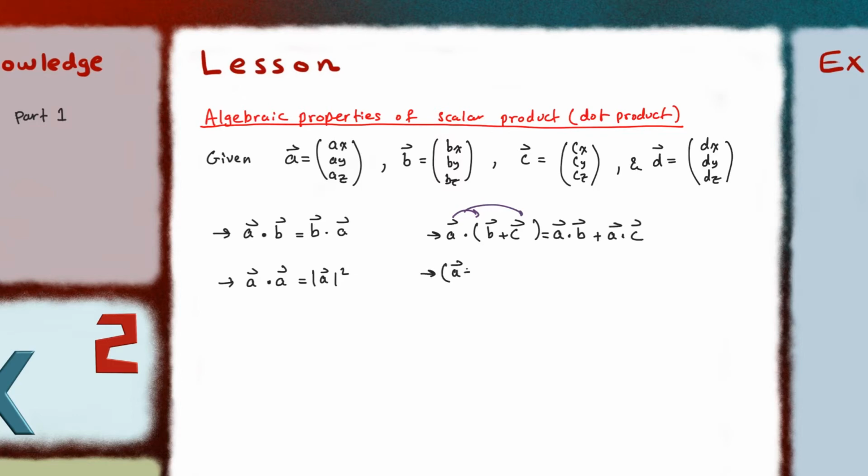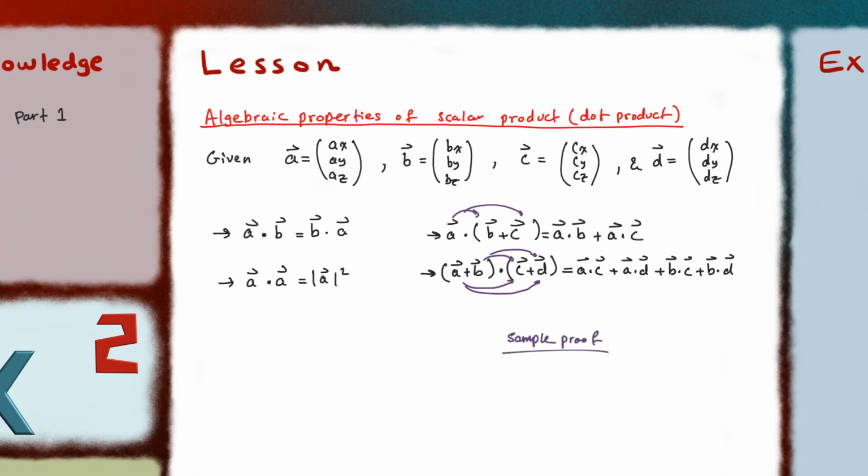Finally, if we have vectors a plus b dot vectors c plus d, then it's kind of like binomial expansion, so we end up getting vectors a dot c plus vectors a dot d plus vectors b dot c plus vectors b dot d. All of these properties can be proven by using their components and performing whatever operations to the left-hand side and the right-hand side and comparing the two sides. Let's look at an example here.